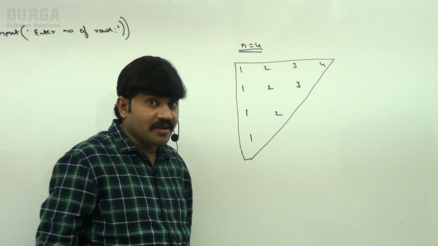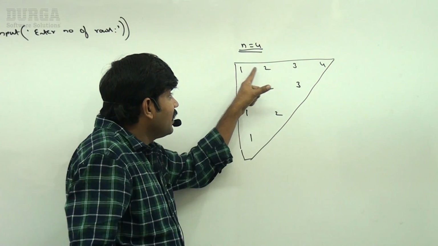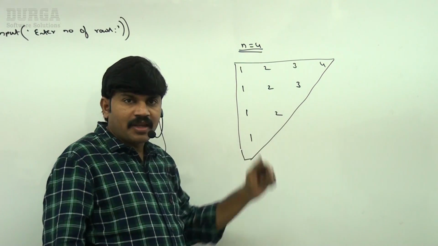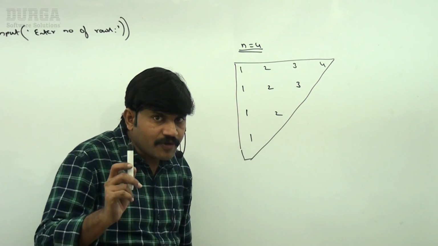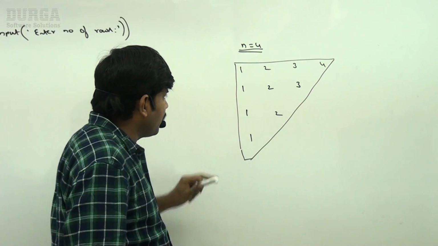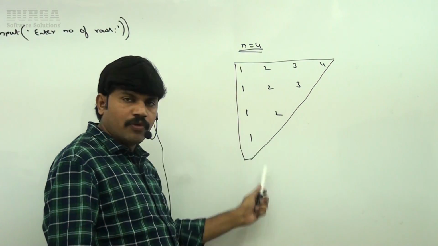Take very special care. Within the row, the elements are not the same. Elements are changing. 1, 2, 3, 4. 1, 2, 3. A nested for loop is compulsory. Sir, now first question. How many number of rows are there? Okay, n is equal to 4 means 4 rows are there.